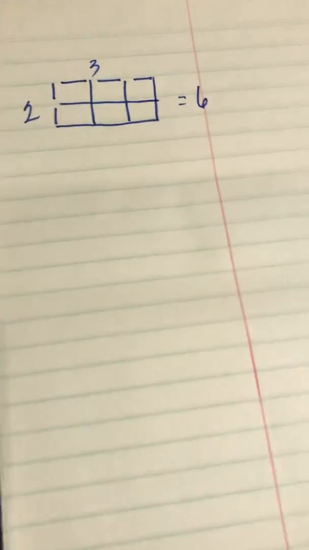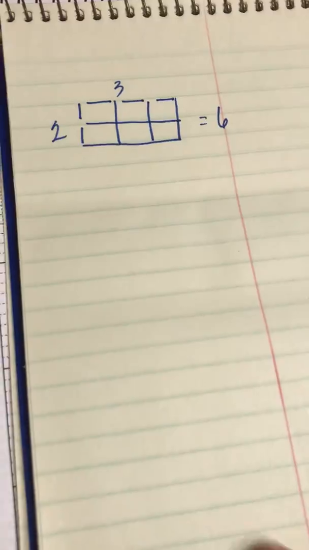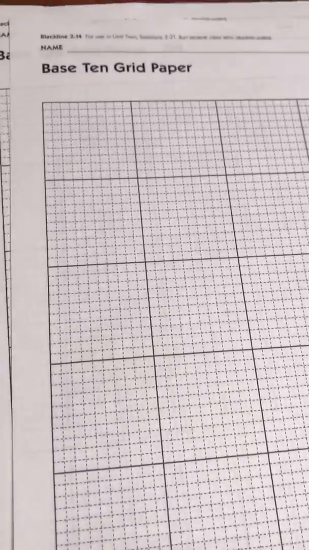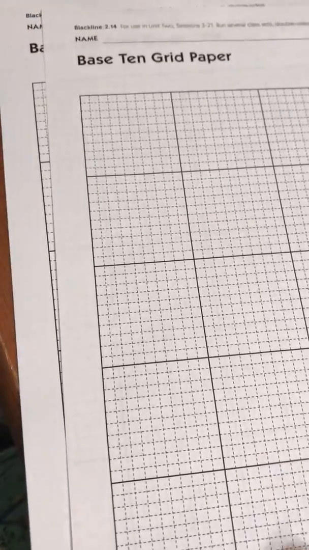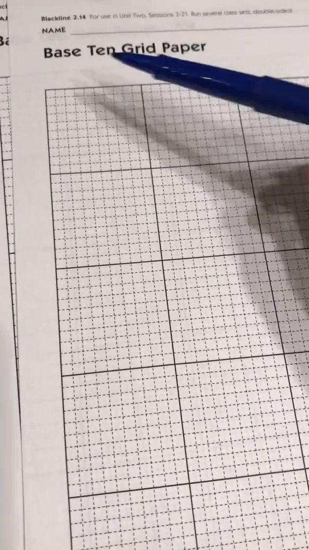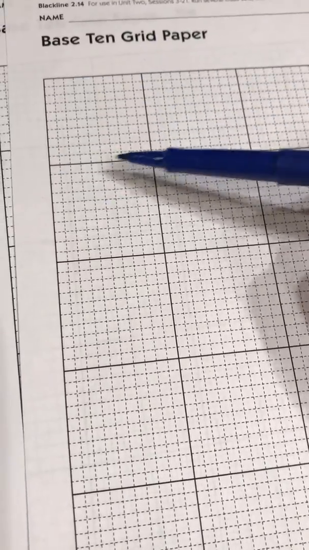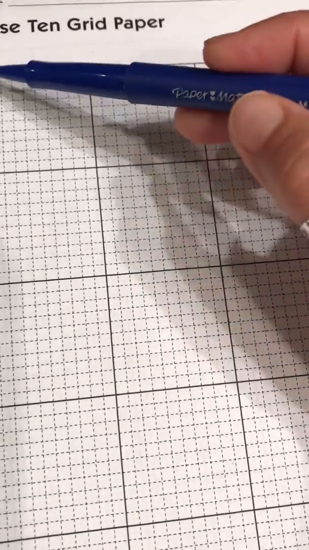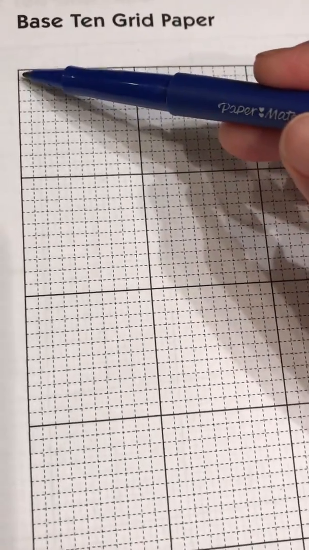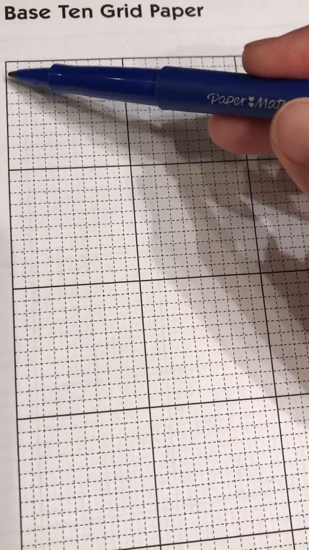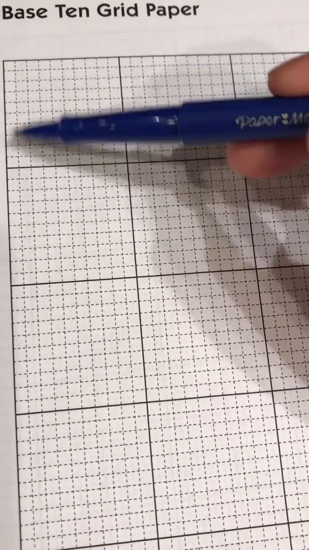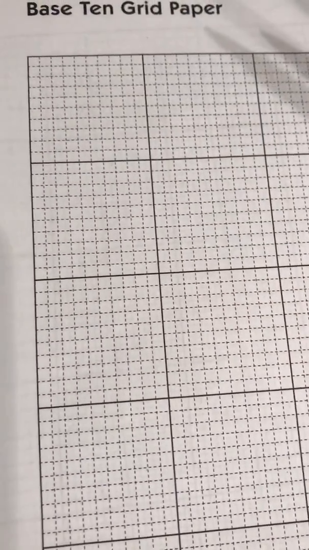We take that concept and we transfer it to a larger scale by having students use base 10 grid paper. Students understand that this larger square within this base 10 grid paper is equal to 100. This little square is a unit, and the strip is a 10, and a 10 by 10 equals 100.